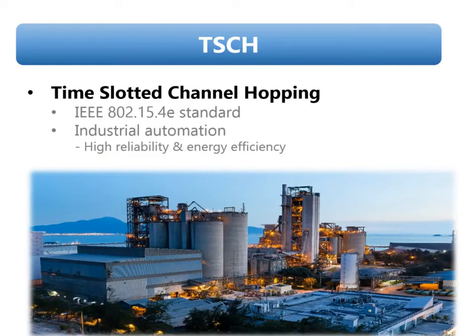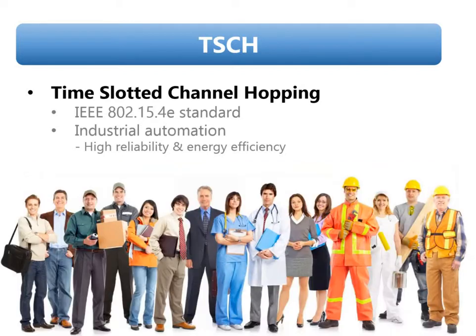First, I'd like to start the introduction with TSCH. Time-slotted channel hopping, called TSCH, is a MAC protocol that is based on time synchronization and channel hopping techniques. This is one of the MAC modes defined in the IEEE 802.15.4e standard. It was originally designed for industrial automation, so it provides high reliability and energy efficiency. Due to these strong advantages, it is also used for various purposes including smart city, healthcare, and public safety.